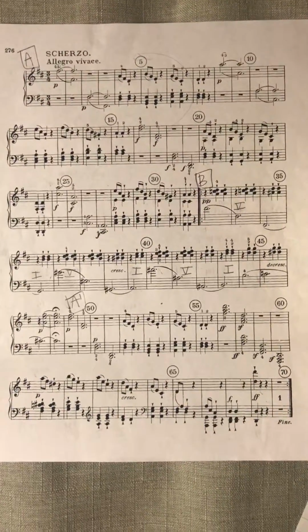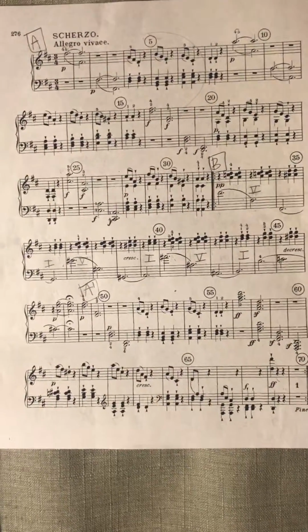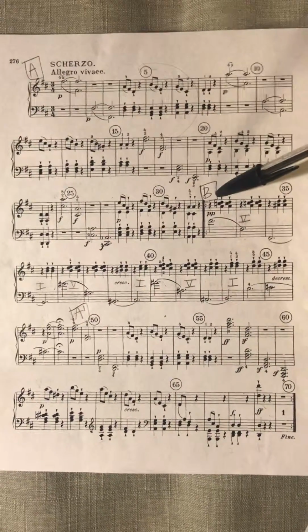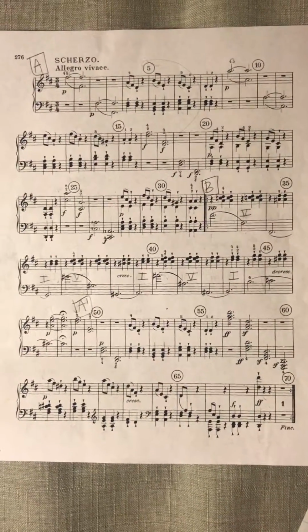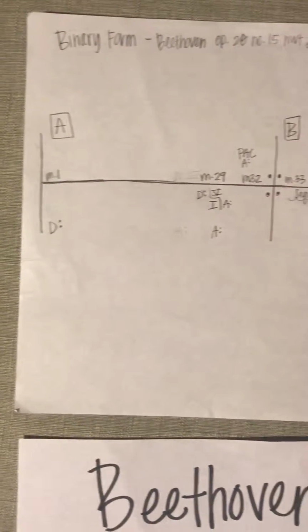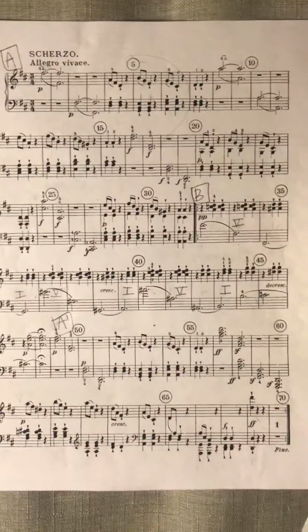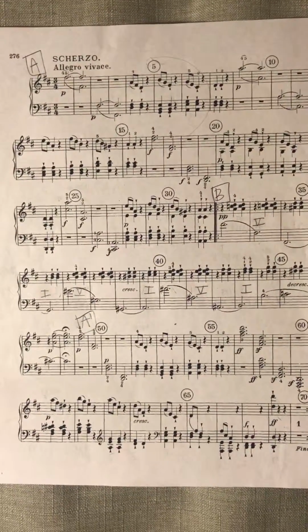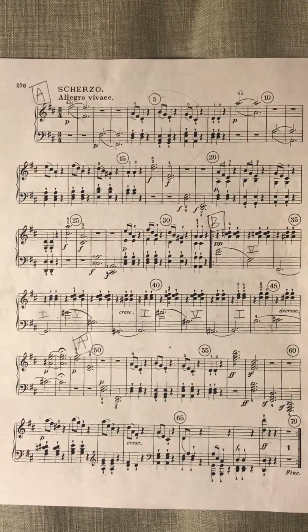This is my score. This piece is in binary form. Here I have marked section A, and then section B, and then we have A prime. I just want to show you guys my timeline here. We have A, B, and then A prime. So at first I want to play for you this piece and have you listen to it.